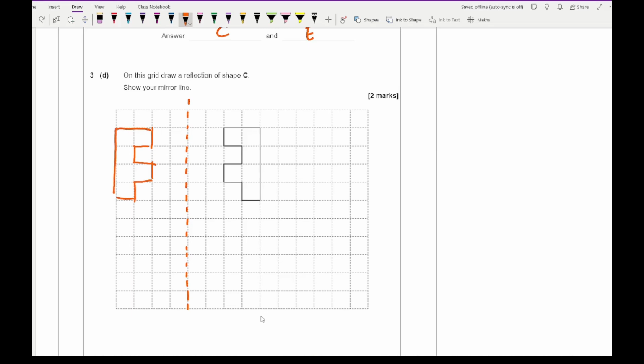So there's one example. I could have a mirror line here in which my F is going to look like this.